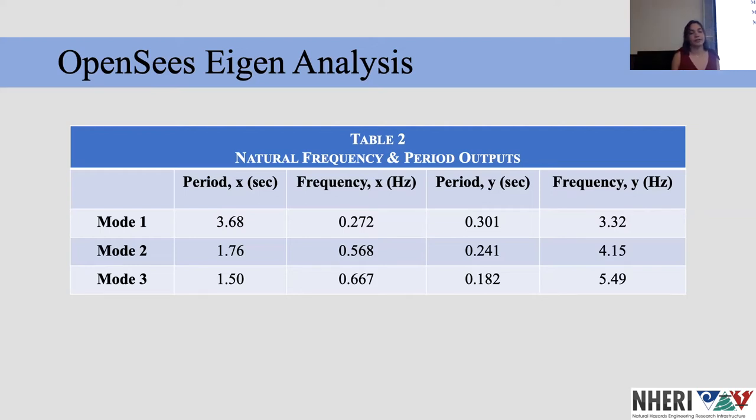One thing to note in particular with these outputs is that the mode one period in the X direction was pretty high when we ran it. We went back, we checked with some hand calculations and some Abaqus modeling, and it turned out to be right mathematically, but it's still a pretty high value, so we're just keeping that on our radar.